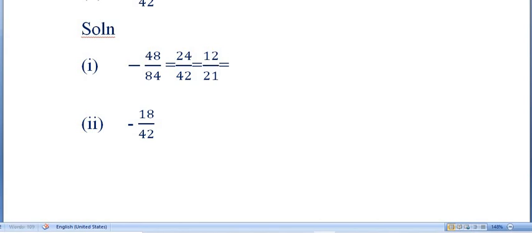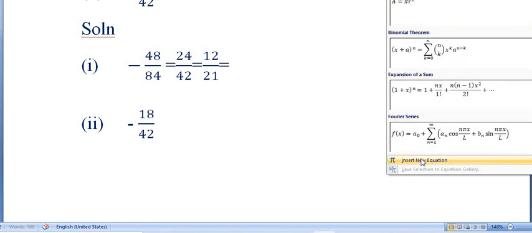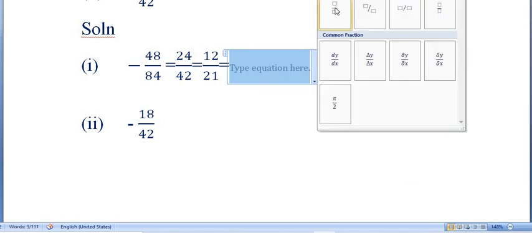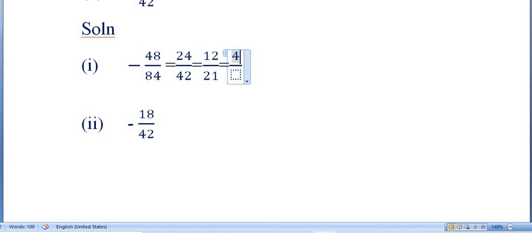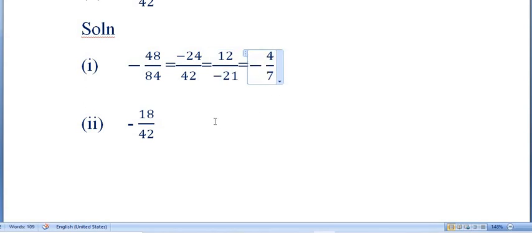So again I can cut these two numbers by 3. 12 by 3 is 4. 21 by 3 is 7. I forgot one thing, you see. Everywhere I have to put the minus. Here also I have to put the minus. Here also I have to put the minus. So minus 4 by 7 is the answer.